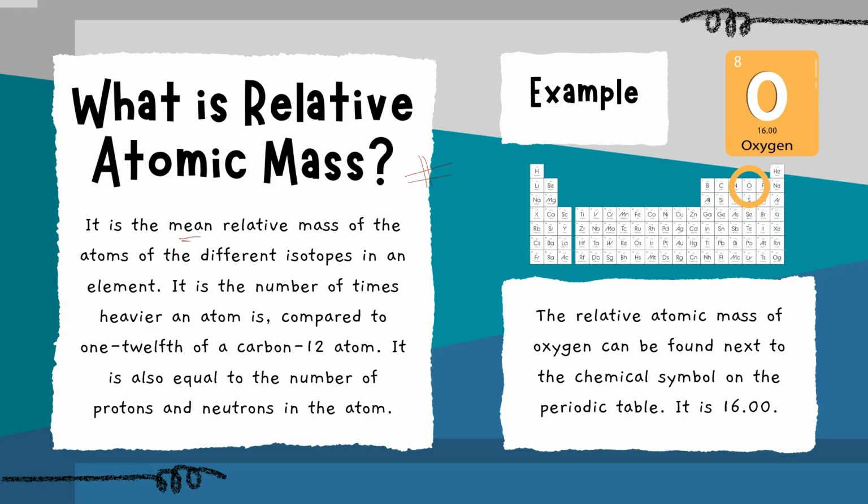It is the mean relative mass of the atoms of different isotopes in an element. It is the number of times heavier an atom is compared to 1/12 of a carbon-12 atom. It is also equal to the number of protons and neutrons in an atom. The relative atomic mass of oxygen can be found next to the chemical symbol on the periodic table. It is 16. You can see in the example of oxygen, 16 is the mass number or relative atomic mass of oxygen.